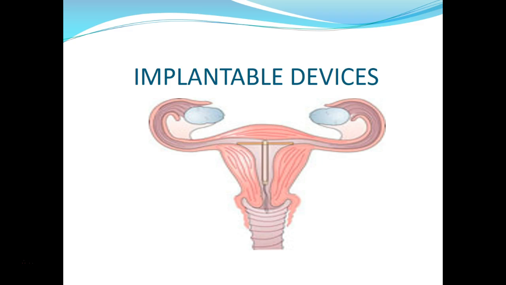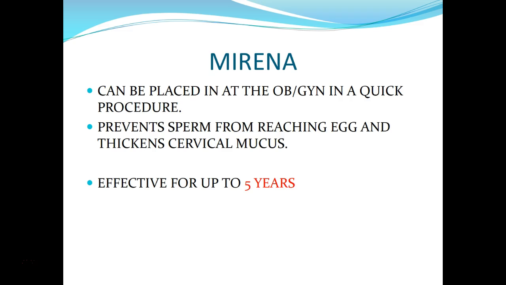Moving on to implantable devices. The Mirena. This is probably one of the most popular implantable intrauterine devices that there is. It can be placed in the uterus at the OBGYN office in a super quick procedure. And what the Mirena does is it prevents the sperm from reaching the egg, and it thickens cervical mucus. It's effective for up to 5 years.